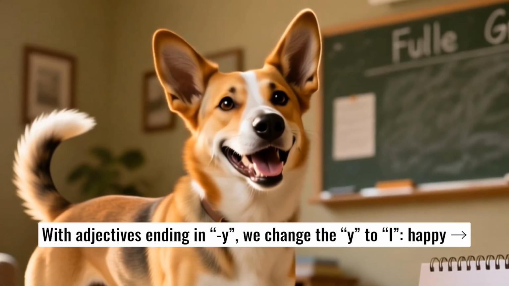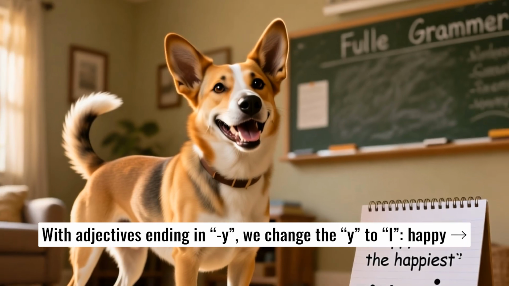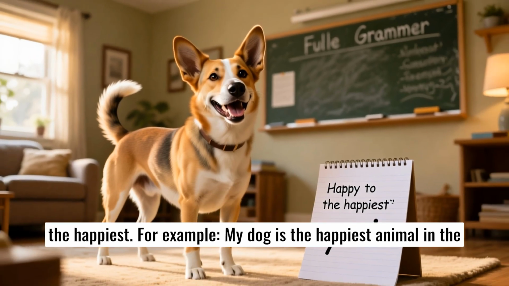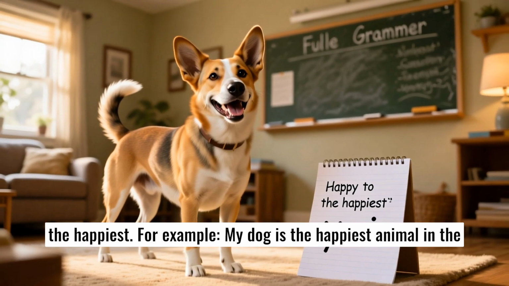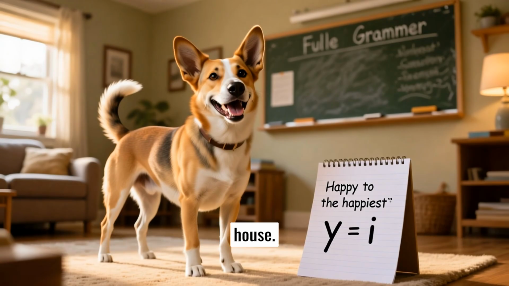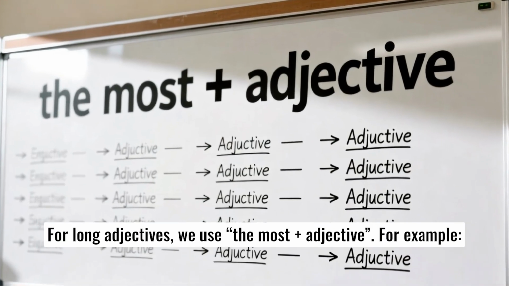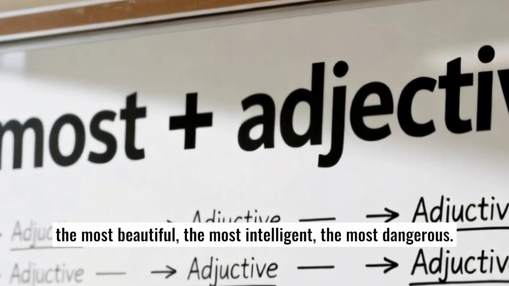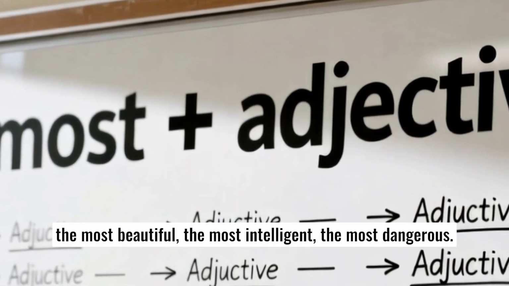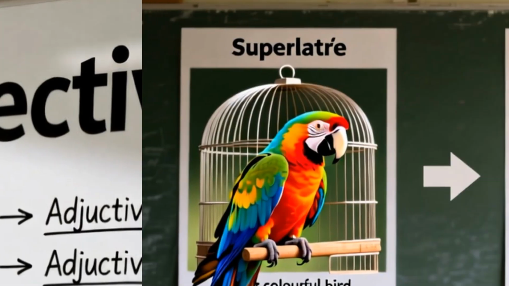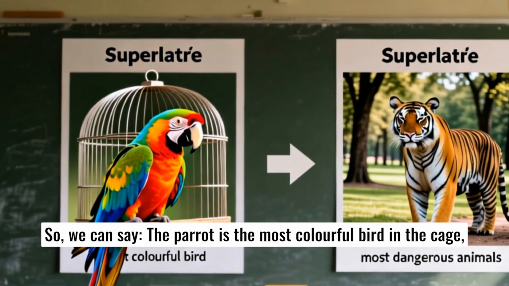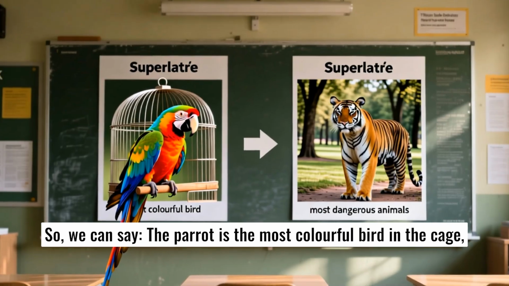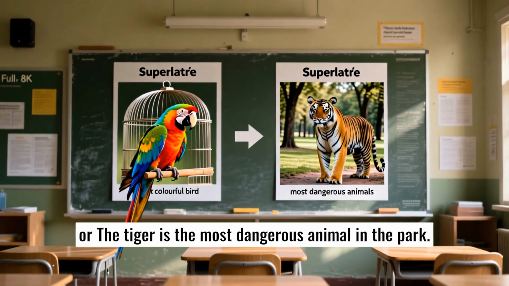With adjectives ending in y, we change the y to i, happy, the happiest. For example, my dog is the happiest animal in the house. For long adjectives, we use the most plus adjective. For example, the most beautiful, the most intelligent, the most dangerous. So we can say, the parrot is the most colourful bird in the cage, or the tiger is the most dangerous animal in the park.